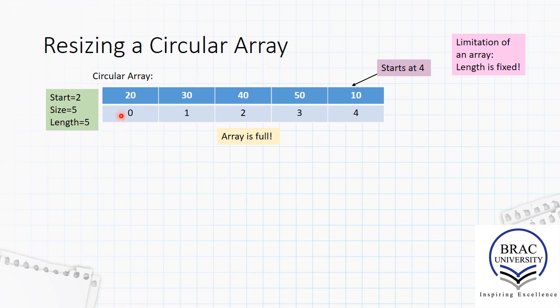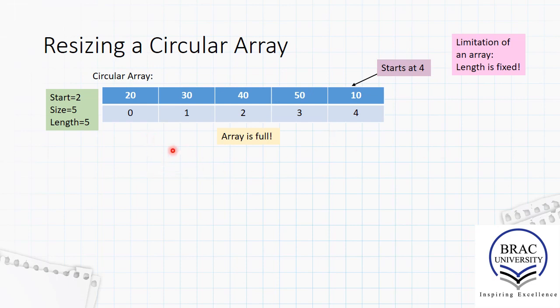Now let's consider a circular array. The values in this circular array start from the index 4. So the values are 10, 20, 30, 40, 50. And over here we can also see that the array is full. So if I have to resize this array, then I have to add more cells to it. Generally in a circular array, when we resize it, we add the new cells after the end value. So the end value is at index 3, which is 50. So after 50, 2 more cells should be added.